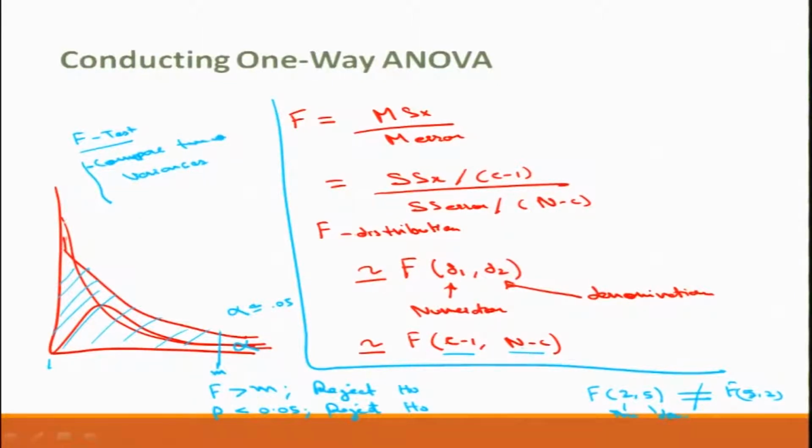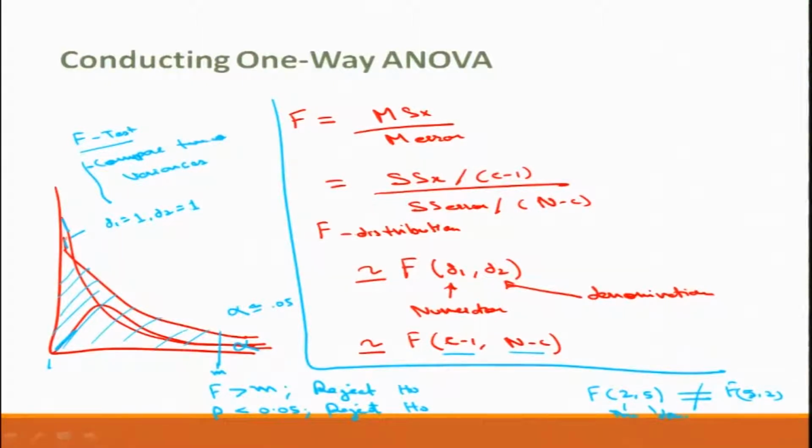And why are these three lines, 1, 2, 3, different? These depend upon the degrees of freedom for the numerator and the denominator. Like this line can be for D1 equal to 1, D2 equal to 1.